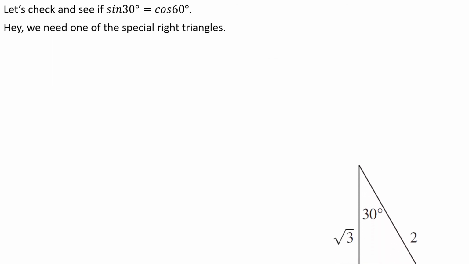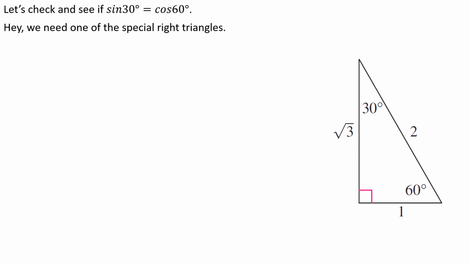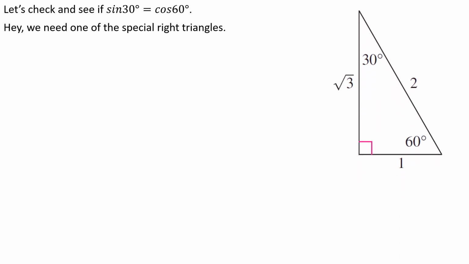So let's get a triangle up here. In fact, it is one of our friends. It is the 30, 60, 90 triangle, which means we can use 1 for the short leg, root 3 for the long leg, and 2 for the hypotenuse.